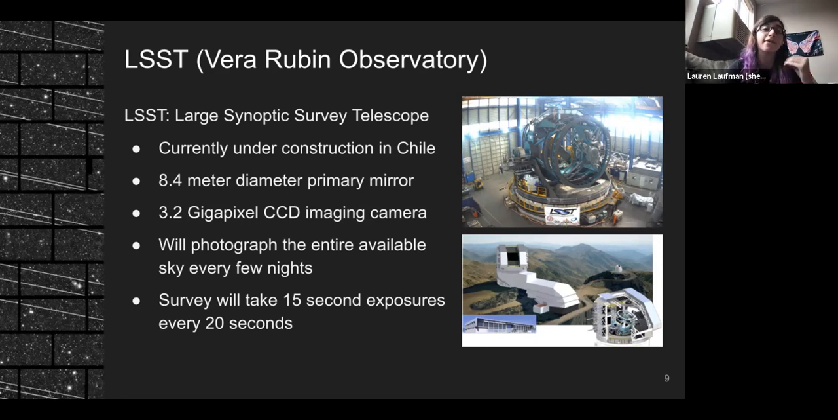This telescope is huge. I don't know if you've seen telescopes in person, but this is really big. Anyways, it has a 3.2 gigapixel CCD imaging camera, which for comparison, your phone maybe has 50 megapixels at best. Its goal is to photograph the entire available sky every few nights. And to do this, the survey will take 15-second exposures every 20 seconds.